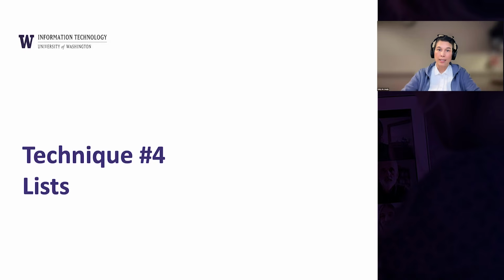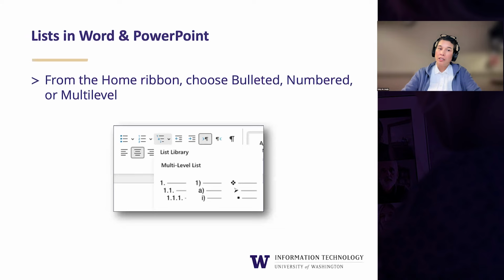Okay, technique number 4, lists. Lists in Word and PowerPoint. So lists are another way to provide structure to information, especially when content can naturally be described as a series of items, or maybe a series of steps or key points. It should be formatted as a list. In Word and PowerPoint, the tools for adding bulleted lists or numbered lists or multi-leveled lists, which would be a combination of maybe numbers and bullets or letters that are nested, those tools are all available on the home ribbon for PowerPoint and Word.